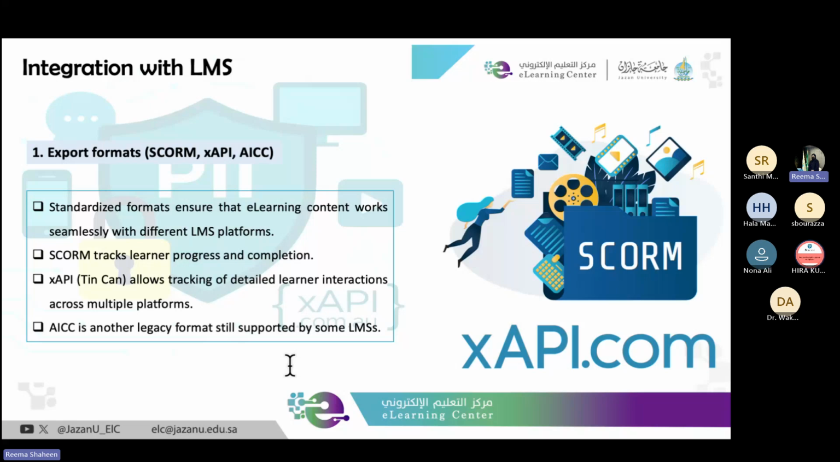and LMS. SCORM helps us to track the basic learner activities like completion and score, and xAPI basically gives more detailed insights, such as how learners interact with different parts of the content, even outside of the LMS environment. And AICC, although older, may still be supported in some systems. So these formats act as a bridge. They ensure your content is not only delivered but also properly tracked and managed inside the LMS.